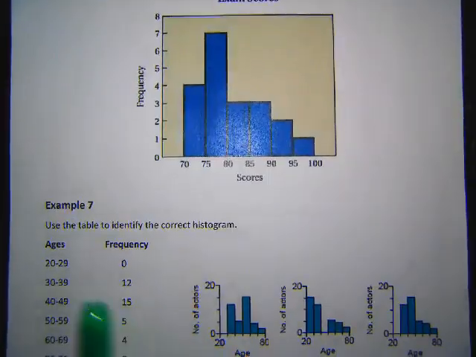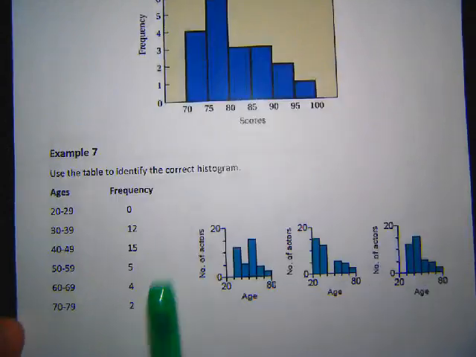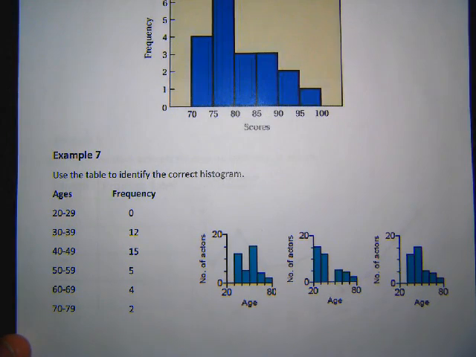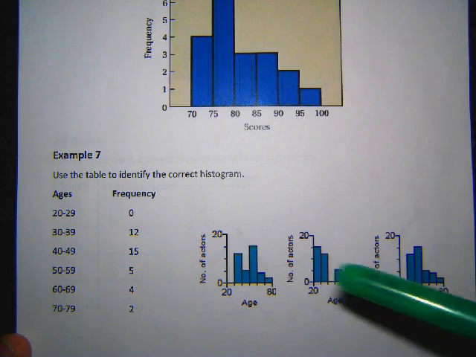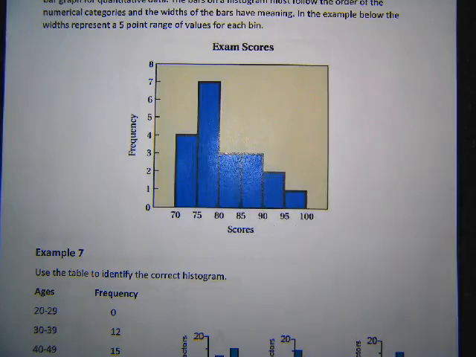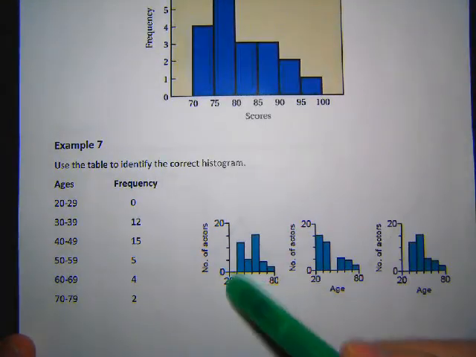We're going to use the table down here to correctly identify which histogram goes with that. One thing you want to notice when you're looking at histograms: there's usually no space between the bars, but if there is, that actually means you have an empty category. The heights, again, tell you the numbers.